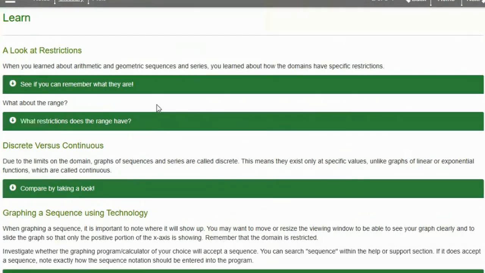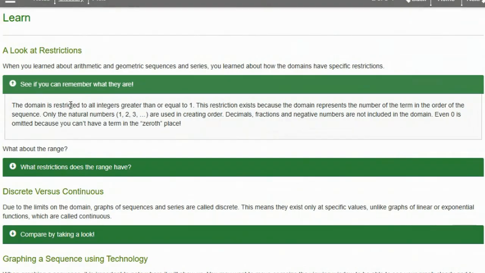Remember, we talked about the restrictions on the domain and range for arithmetic and geometric. It was the same thing. Let's see if you remember what it was. The domain is restricted to integers greater than or equal to 1 because it is the term number. We don't have a 0 term. We don't have a -3 term. We don't have a 2.5 term. We just have 1, 2, 3, 4, 5. So domain is always integers greater than or equal to 1.